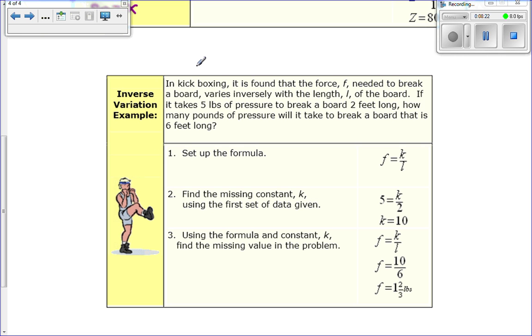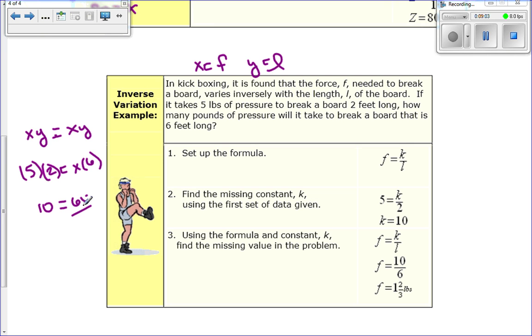Okay, so we're going to let x be the force, we'll let y be the length. So we're going to have x times y equals x times y. If it takes 5 pounds of pressure to break a board that's 2 feet long, how many pounds of pressure will it take, x, to break a board that's 6 feet long? Well, that becomes 5 times 2 is 10 equals 6x. Divide both sides by 6. We get a fraction, we just reduce it, which is 5/3, which is 1 and 2/3, just like that. Okay? And that would be pounds.